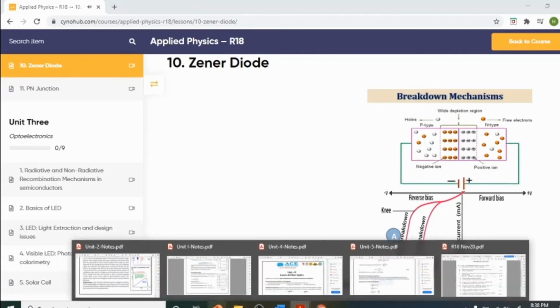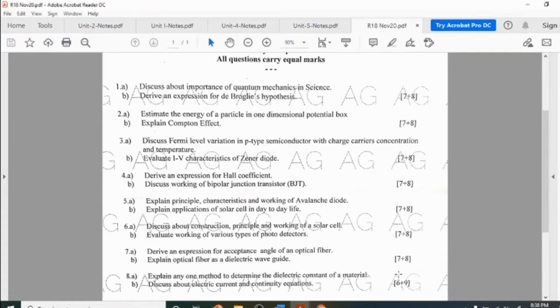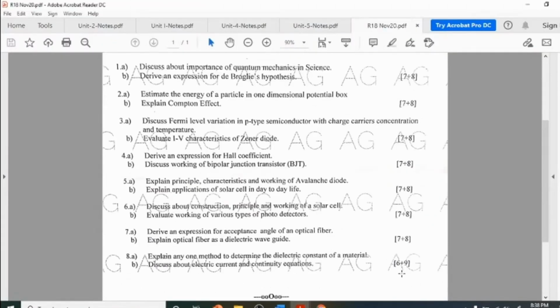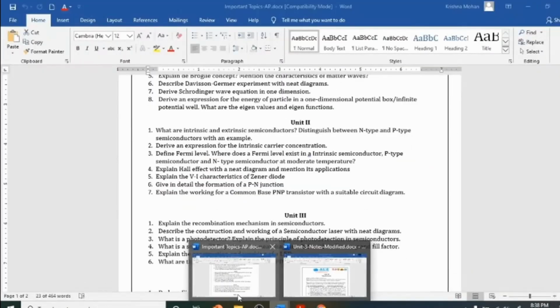Moving further into the second unit itself, what are the questions that have been covered in the second unit in the previous exam? We know, let us see, the Hall coefficient. There is an expression for the Hall coefficient, and the next question is the bipolar junction transistor. Right. So here is the expression for the Hall coefficient.